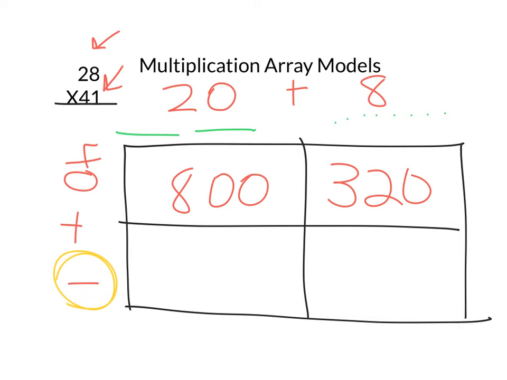So what's 1 times 20, everybody? 20. Beautiful. What's 1 times 8, everybody? 8. Okay, so now I have to add up all of my partial products. So add up your partial products.